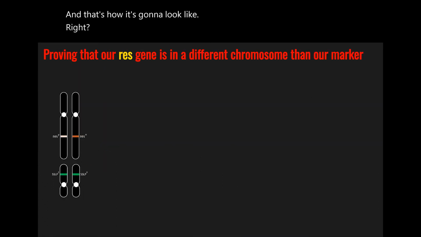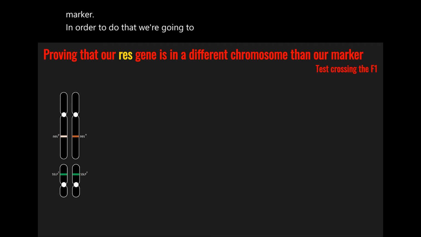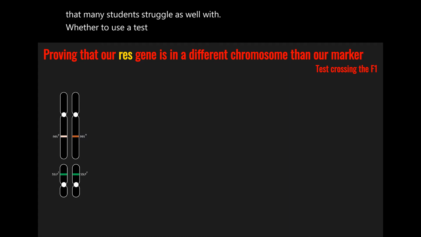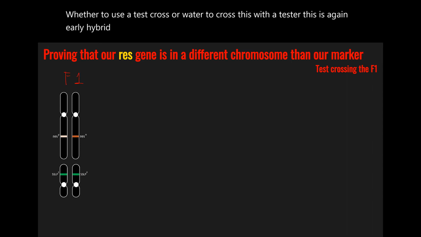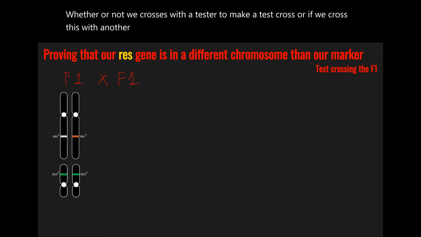So let's prove that our res gene is in a different chromosome than our SSLP marker. In order to do that, we're going to use a test cross, and this is something that many students struggle with as well: whether to use a test cross or whether to cross this with a tester. This is again our dihybrid individual, representative of the F1, and the question is whether or not we cross this with a tester to make a test cross, or if we cross this with another F1 in order to get an F2.